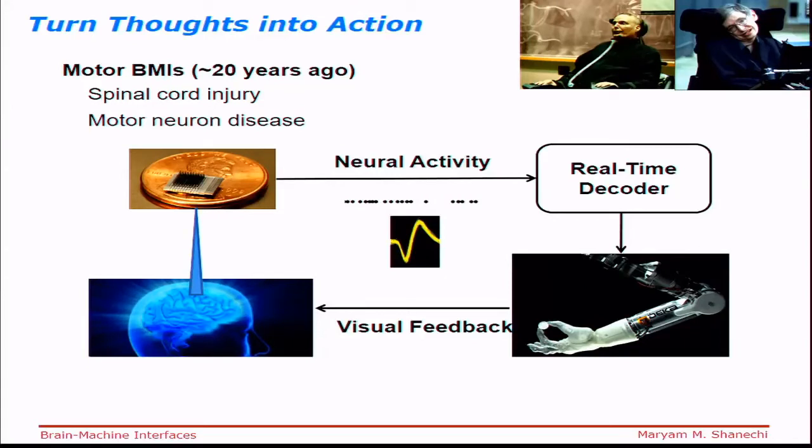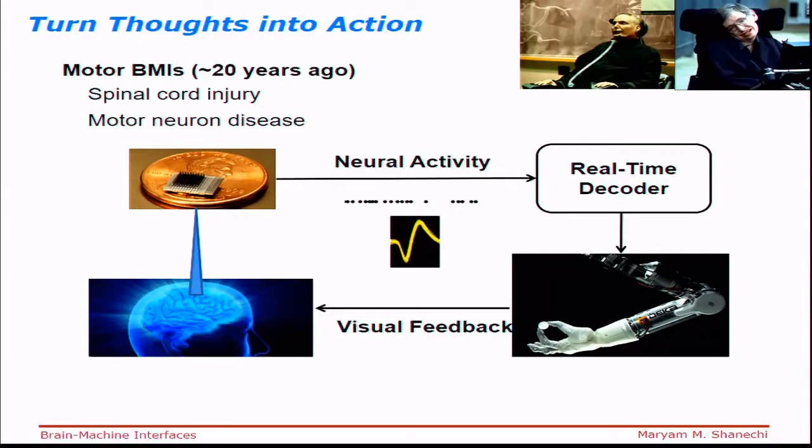So in these cases, the idea was that we can record electrical activity of the brain from motor cortical areas and then take this neural activity into a mathematical algorithm that we call the real-time decoder, and then infer from the neural activity what the intention is, turn it into a control command to move, say, a robotic arm, and then in the process provide visual feedback to the subject. So if you think about this brain-machine interface, or BMI for short, it is providing a direct control link from the brain to the prosthetic.